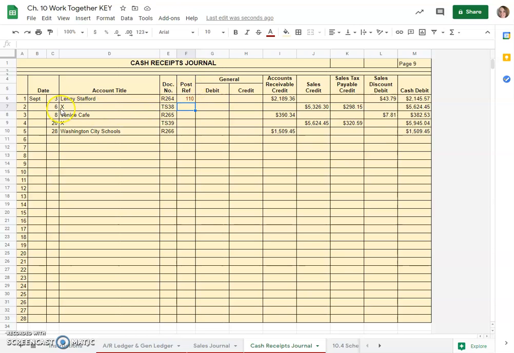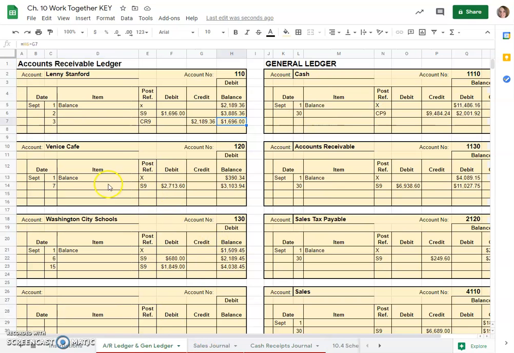All right, so this one is an X there. We also don't post that one. It'll get posted as a total later. So now Venice Cafe on the 8th, $390.34. So we'll come over here. Venice Cafe on the 8th paid $390.34. And this was Cash Receipts Journal, page 9 again.